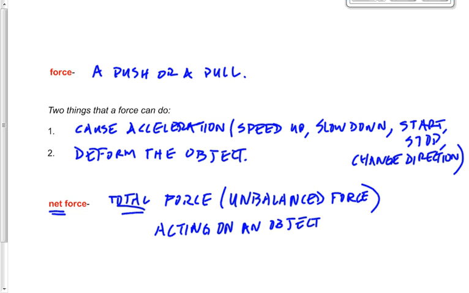So what's the total force? What's the unbalanced force acting on an object? What's the net force acting on an object?